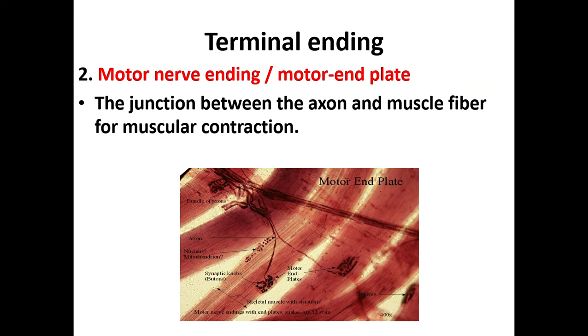Then we have the motor nerve ending or motor end plate. This is located in the junction between the axon and the muscle fiber for muscular contraction.